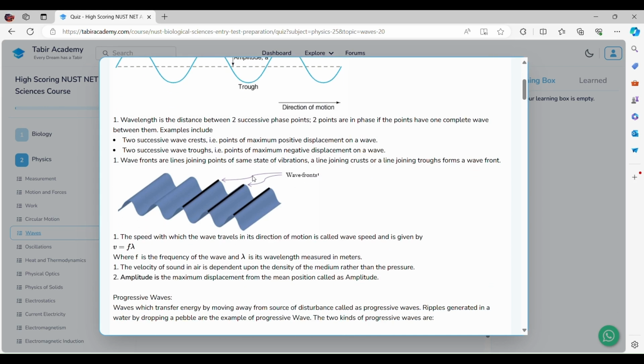Wave fronts are lines joining points of the same state of vibrations. A line joining crests or a line joining troughs.